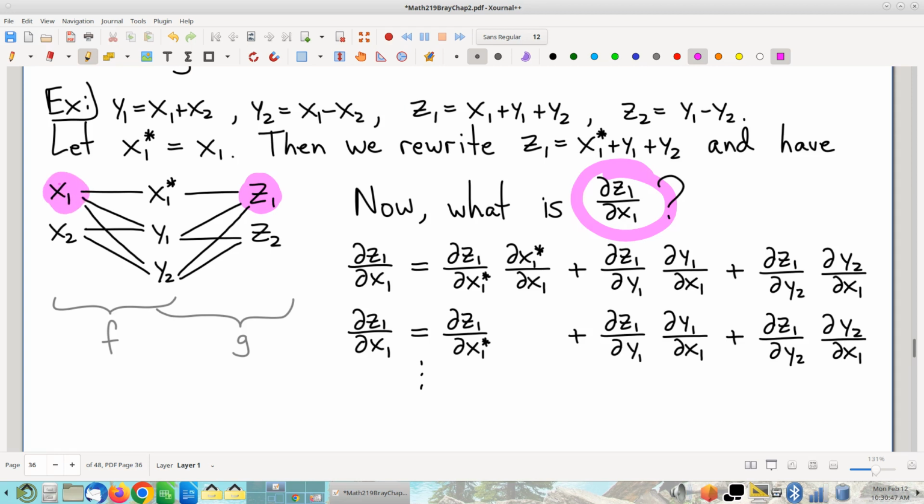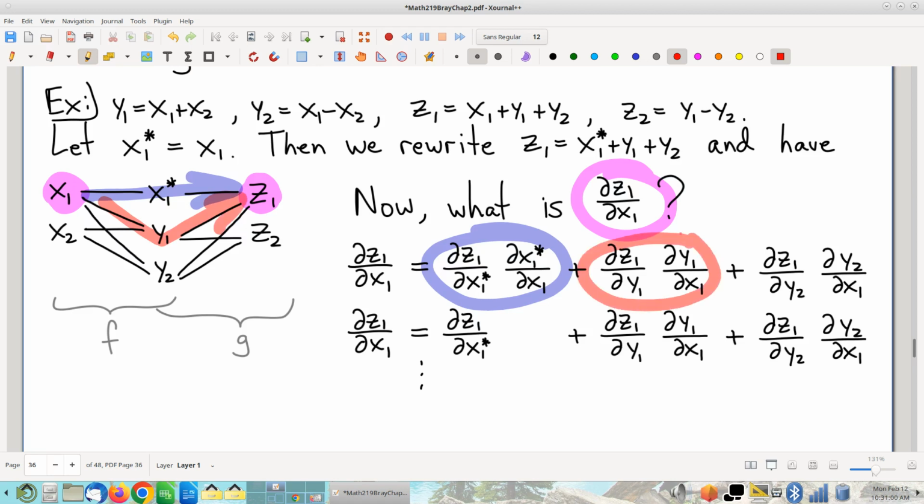There are 3 intermediate variables and therefore 3 paths. There's the x1 star path, and thus the x1 star term. There's the y1 path and term. There's the y2 path and term. And the chain rule proceeds. There's really no tricky curves at this point.